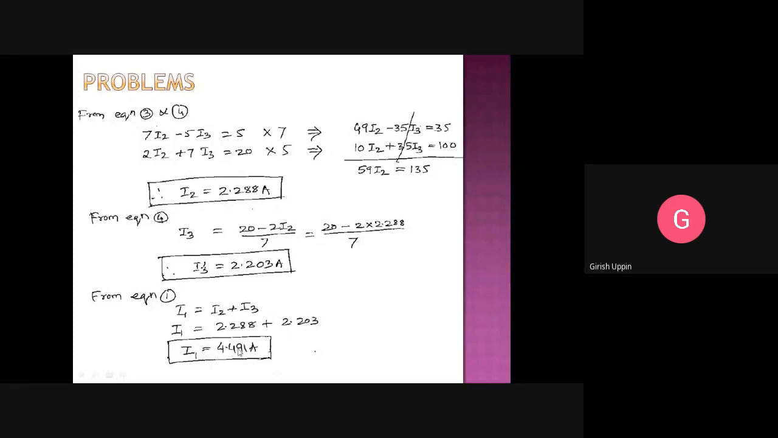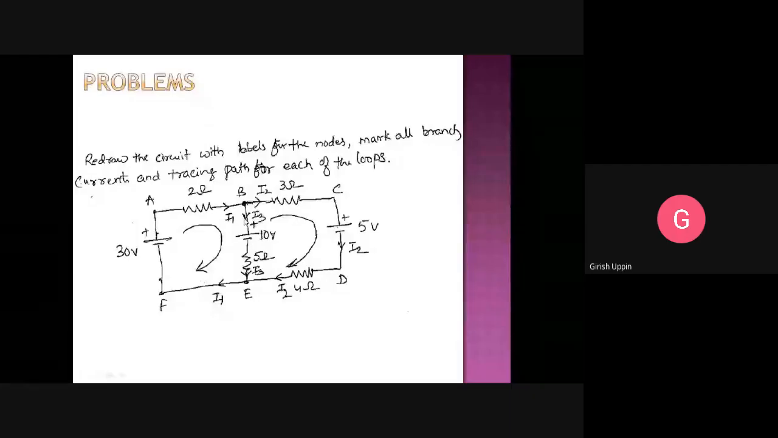Now you understood how we solve this particular problem. Now you can go back to the same circuit, and as homework or as practice, instead of taking I3, you directly take this current as I1 minus I2. So this is I1, this is I2, then this would be I1 minus I2. So you will see how much calculation will get reduced.